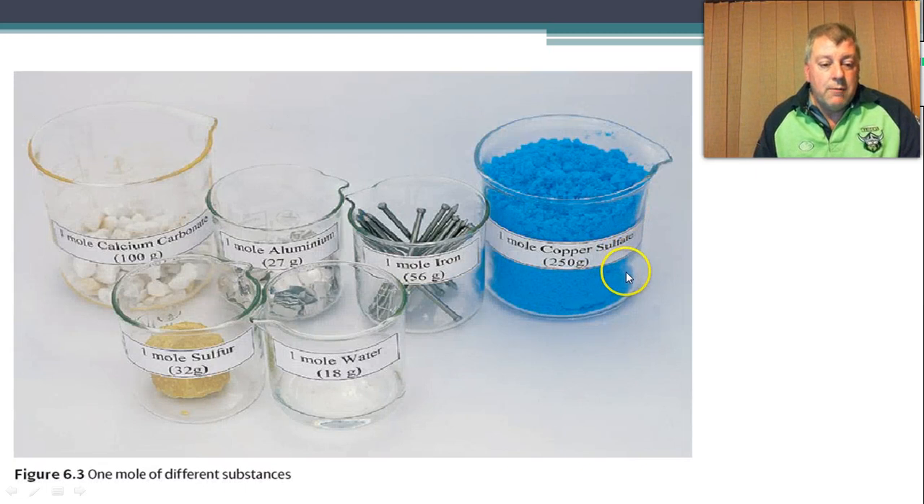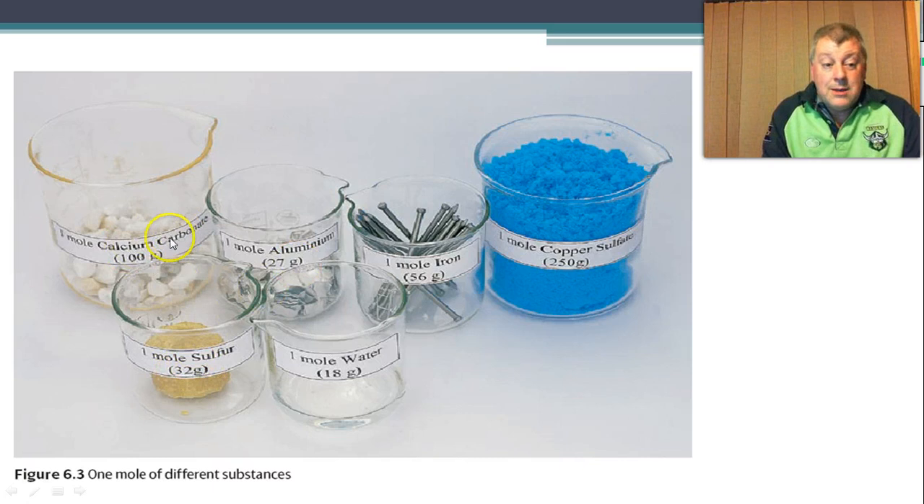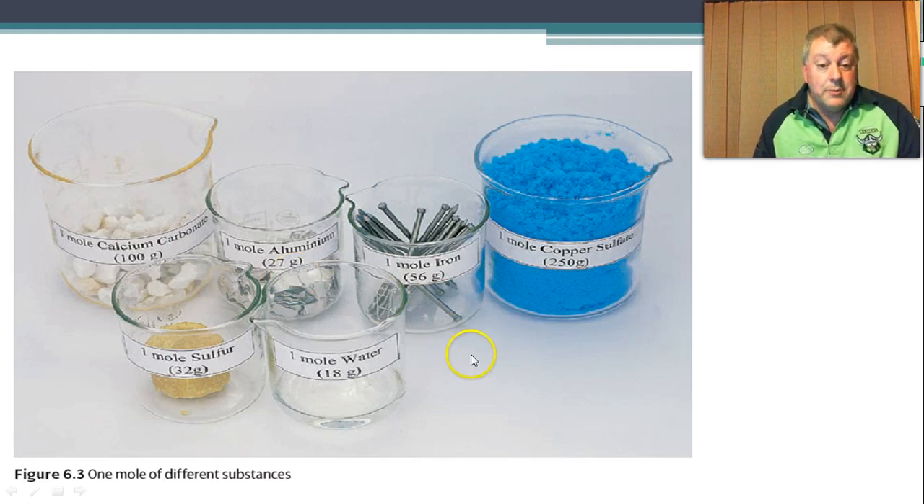Some more examples of moles. Now previously we had moles of elements, but we can have moles of compounds. For example, 1 mole of water, if you weighed out 18 grams of water, that would be 1 mole of water molecules. There we have a mole of copper sulfate, 250 grams, 1 mole of iron, 56 grams, aluminium, 27 grams, sulfur, 32 grams, calcium carbonate, which is an ionic compound, 100 grams. Now how do we know these masses to weigh out? Well, we're going to work that out in this video.